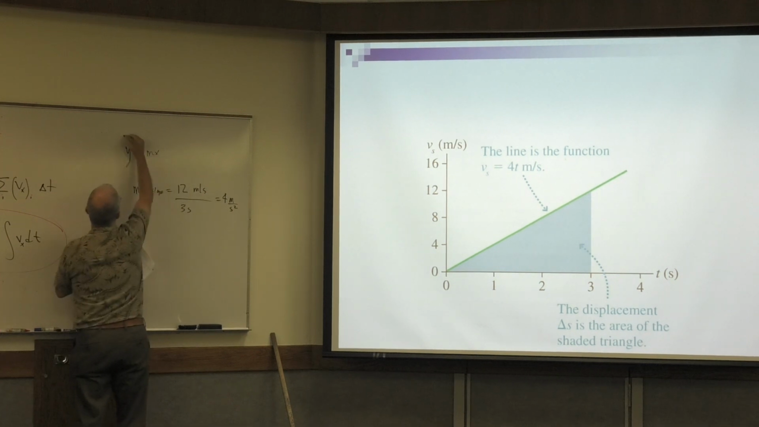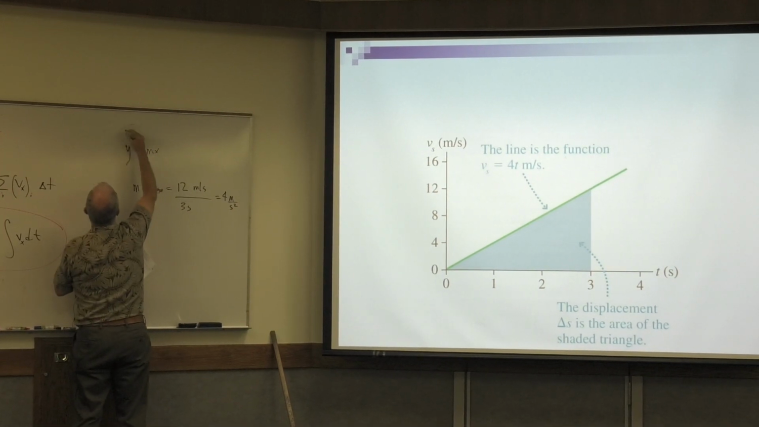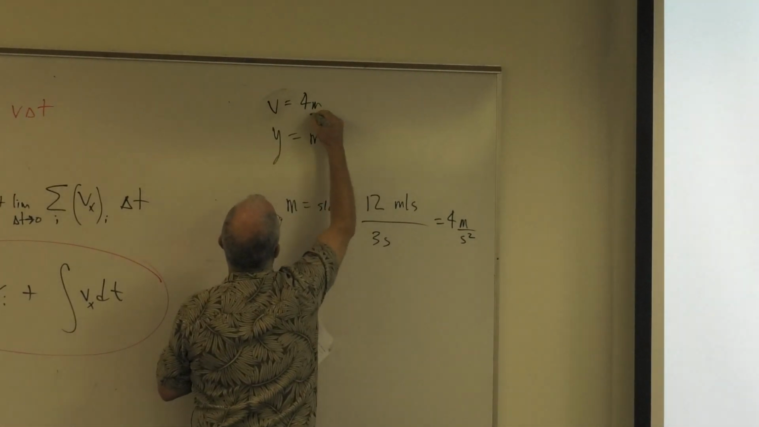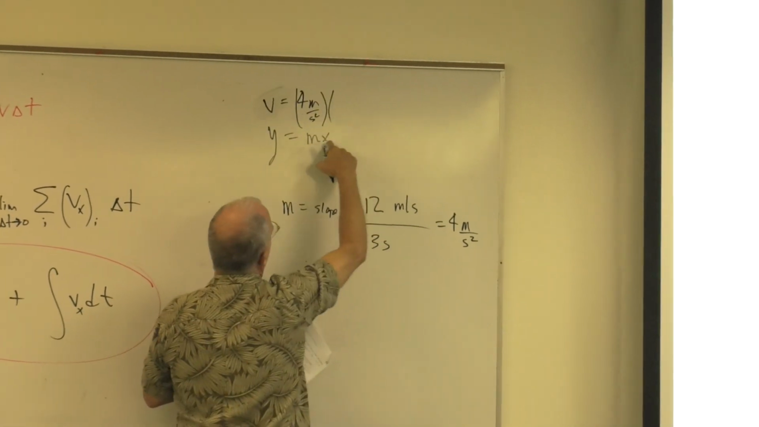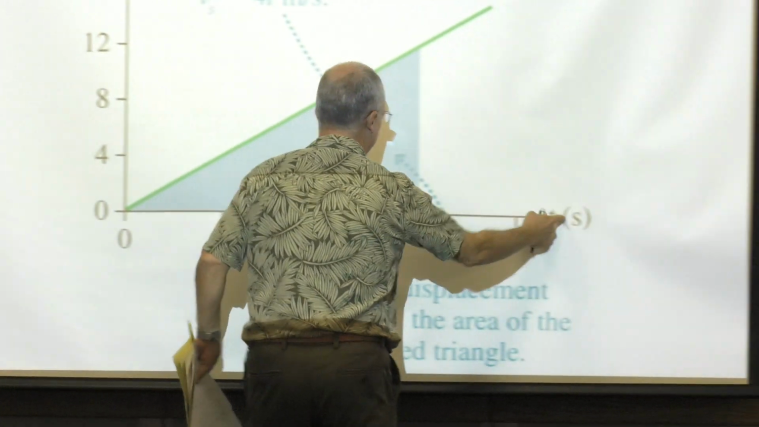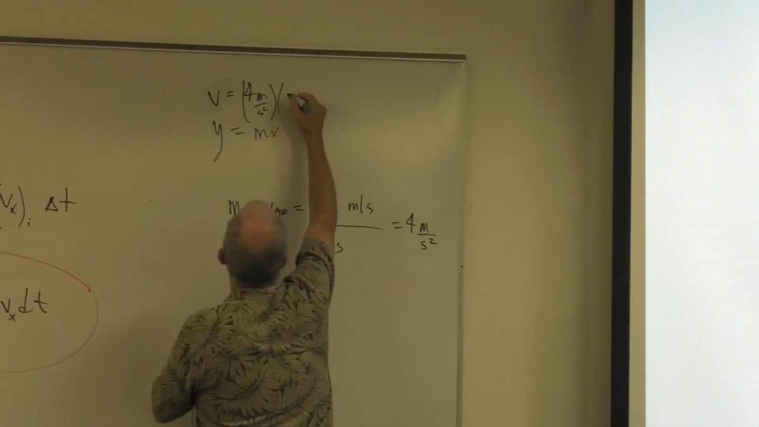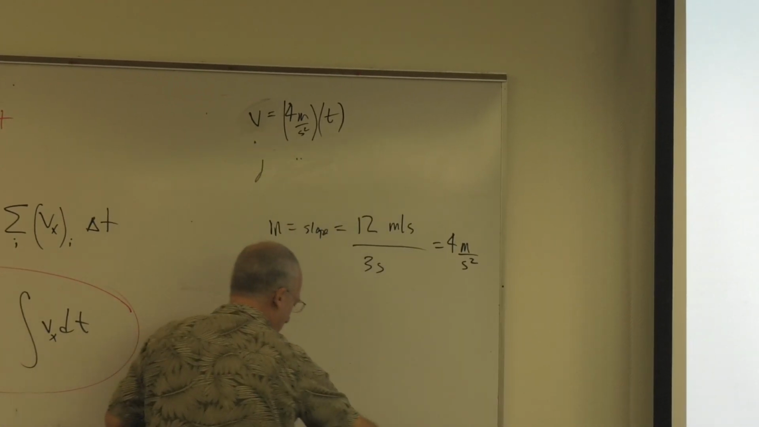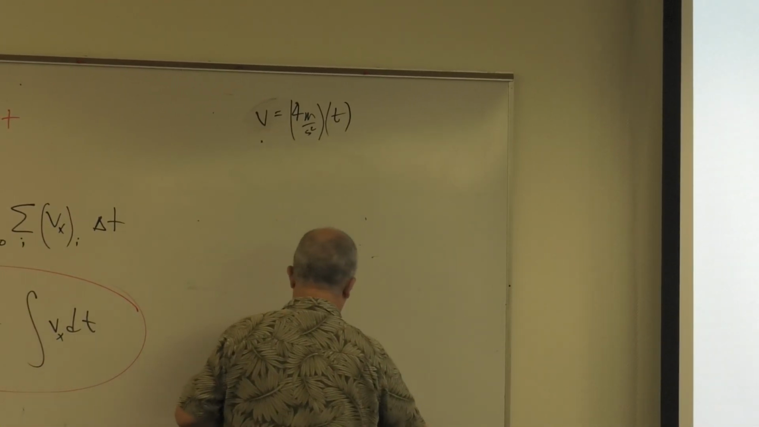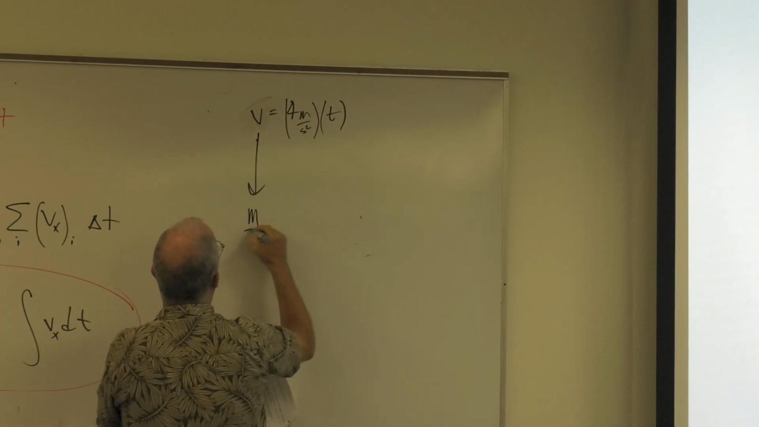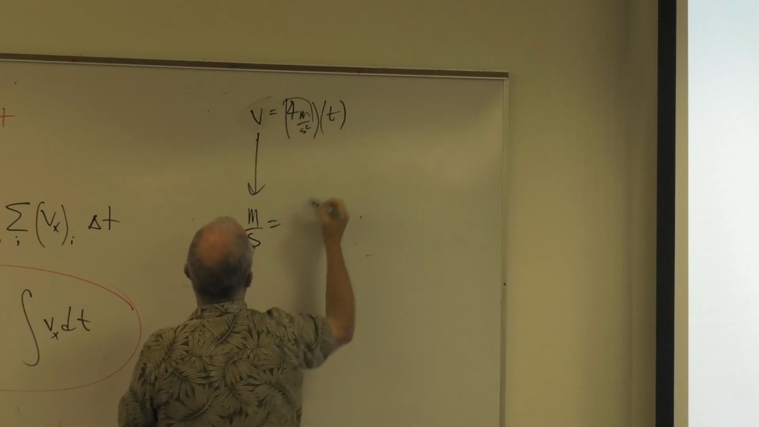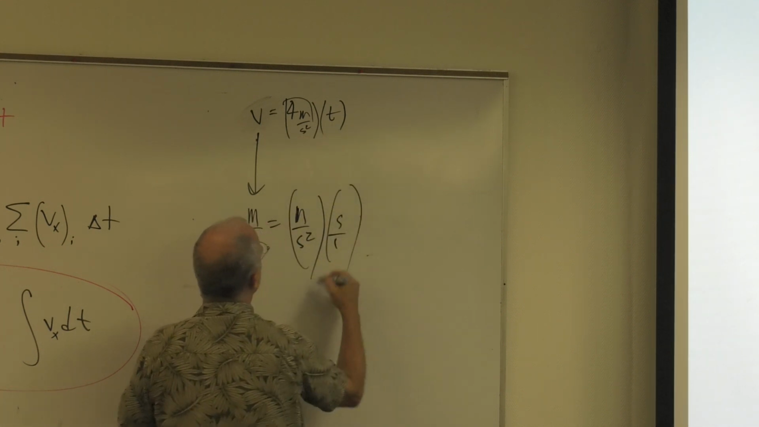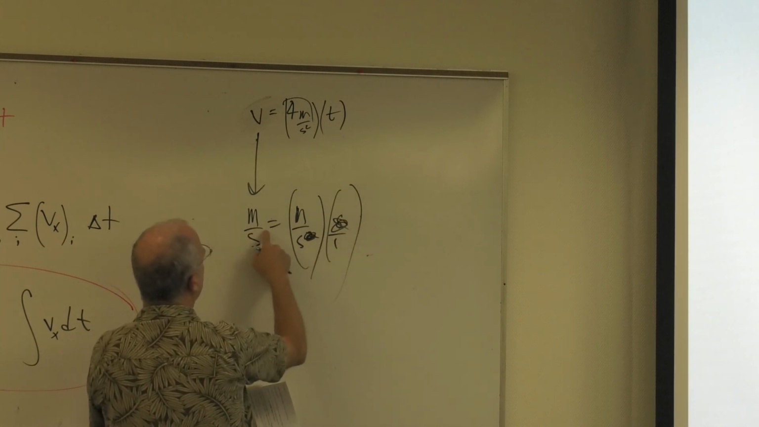So y equals mx. y is the velocity. m is the slope, which is 4 meters per second squared. And x is the time, right? Notice the units, we've got to look at the units. Velocity is in meters per second, the slope is meters per second squared, and the time is seconds. So that seconds kills that second, and we get meter per second equals meter per second.